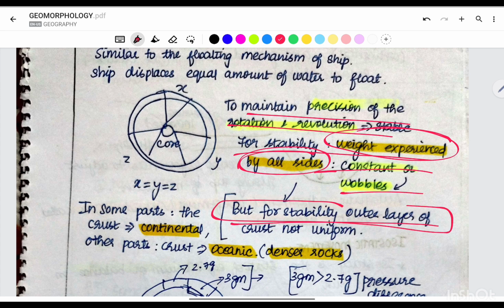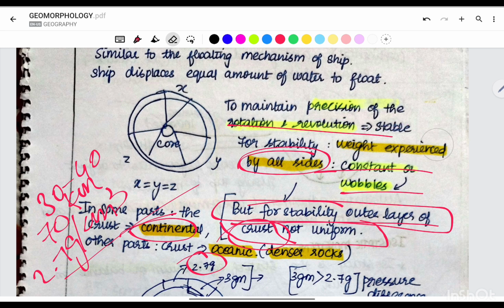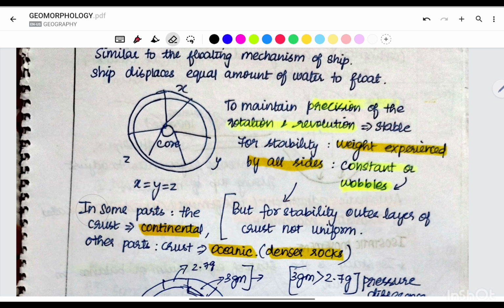But the outer layer of the crust is not uniform. We do not see a uniform crust. There is continental crust and oceanic crust, right? Even though the continental crust is 30 to 40 kilometers thick, and in some areas 70 kilometers, its density is 2.7 gram per cubic centimeter. So the crust is not constant everywhere.